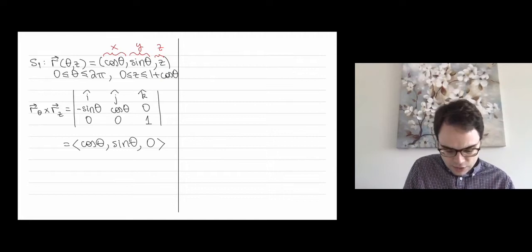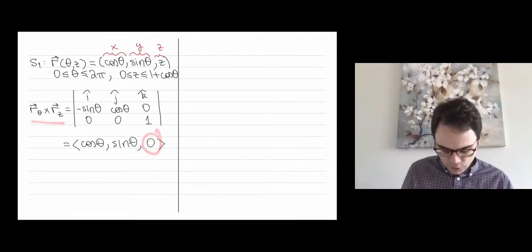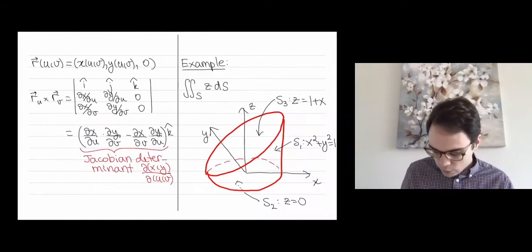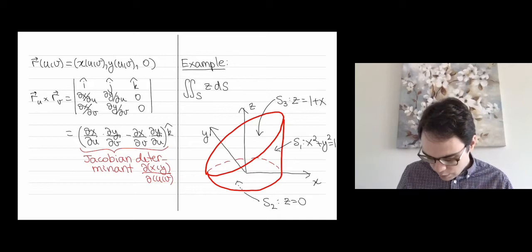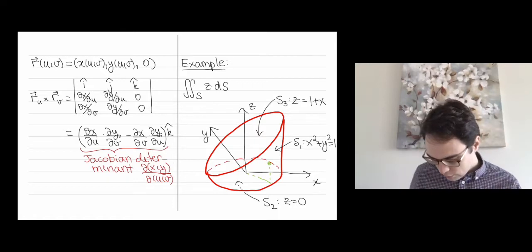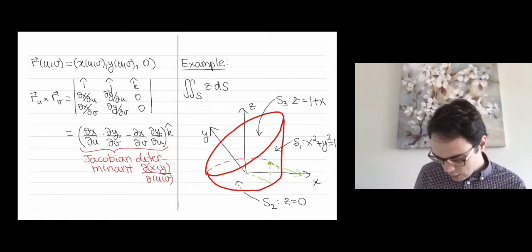Let's just note that this cross product, the z coordinate is 0. I told you that this is the normal to the surface. So the normal has z coordinate 0. This is consistent with the picture we see here, right? If I give you a point like this, the normal is pointing out of the surface like that, right?